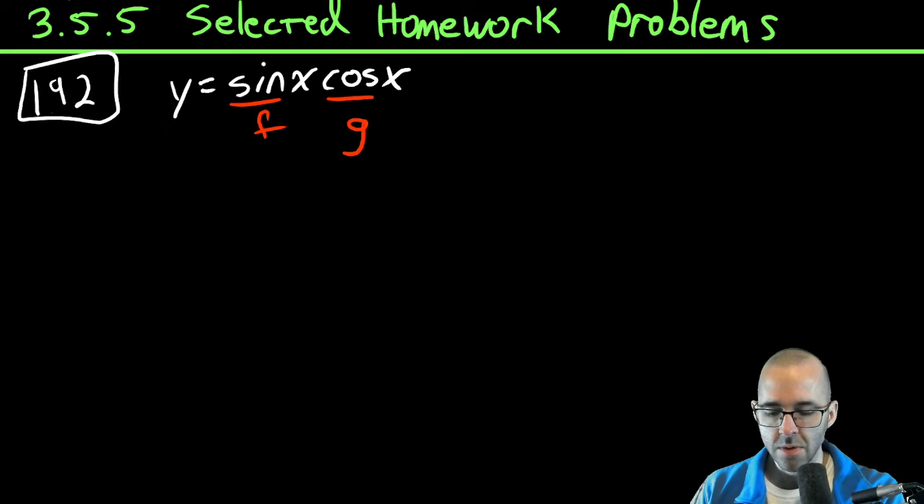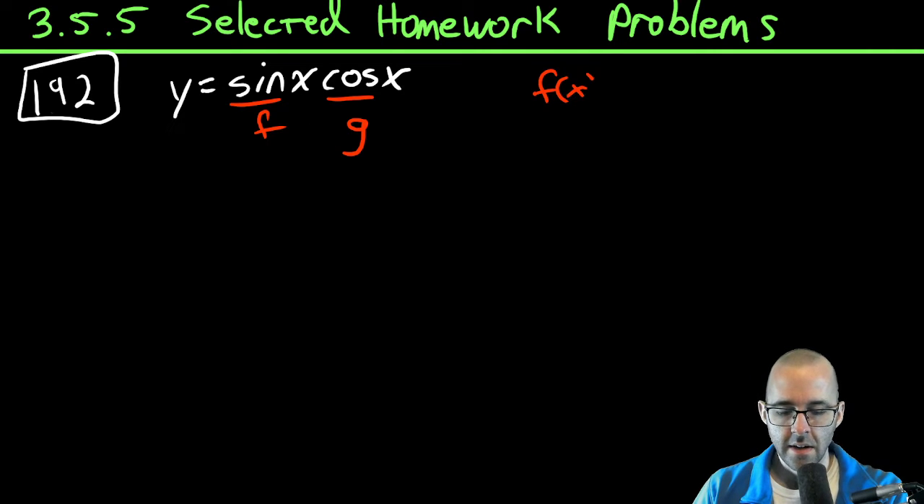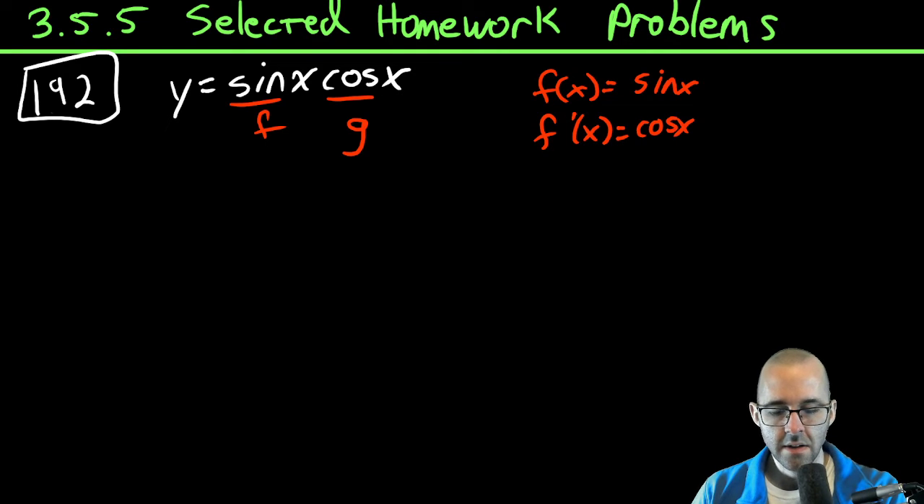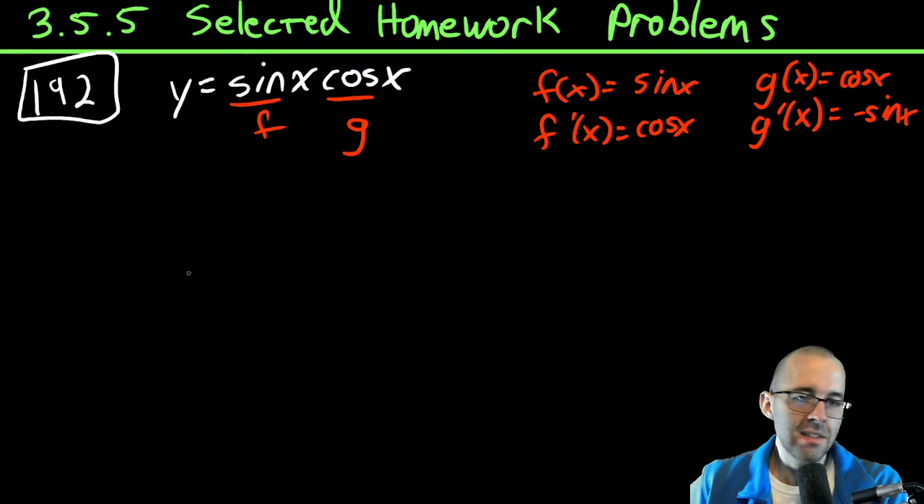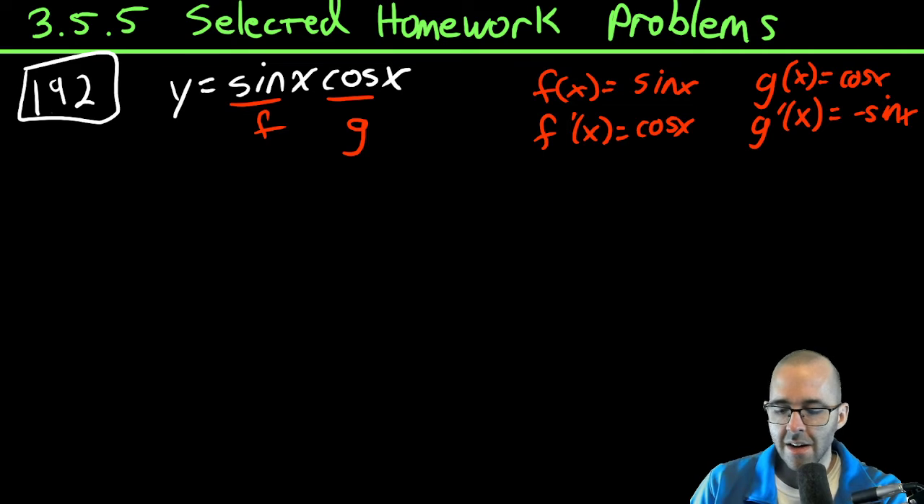We're going to have to use a product rule. So, if f is sine, that means f prime is going to be cosine. If g is cosine, that means that g prime is going to be negative sine of x. You don't have to do this, but I just think it makes it a lot easier to not make a mistake, a lot easier to have clear work.